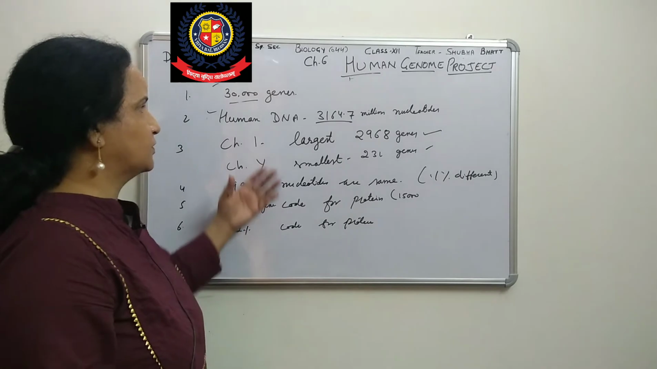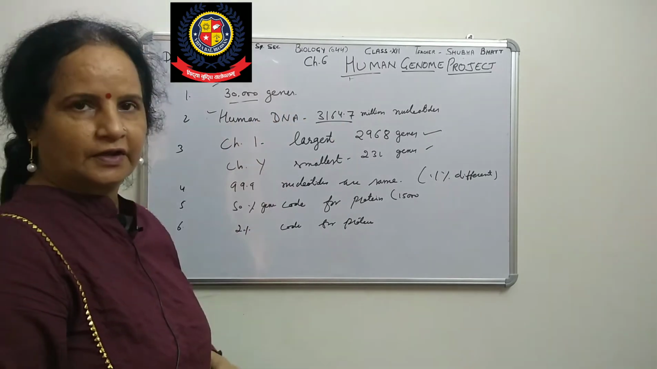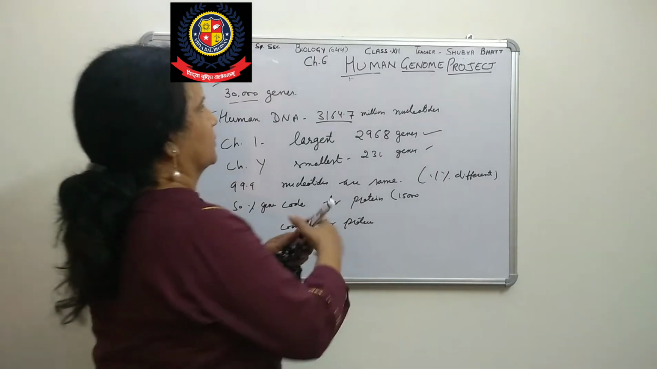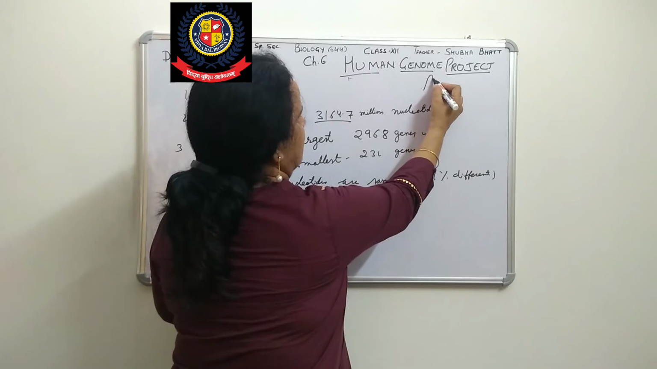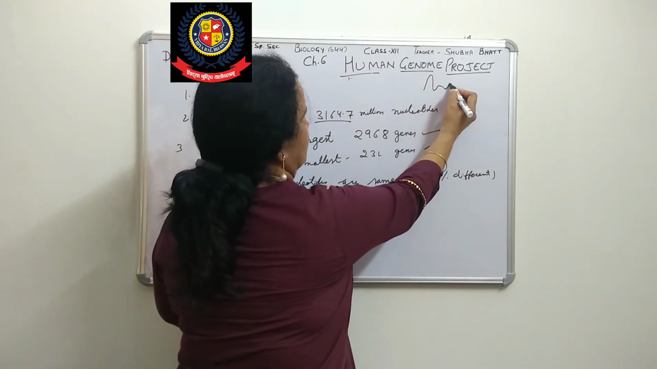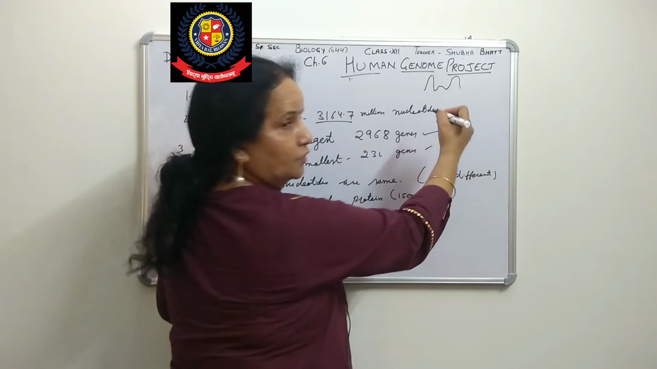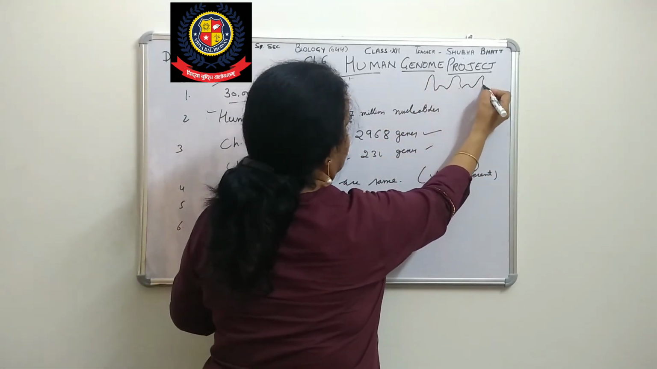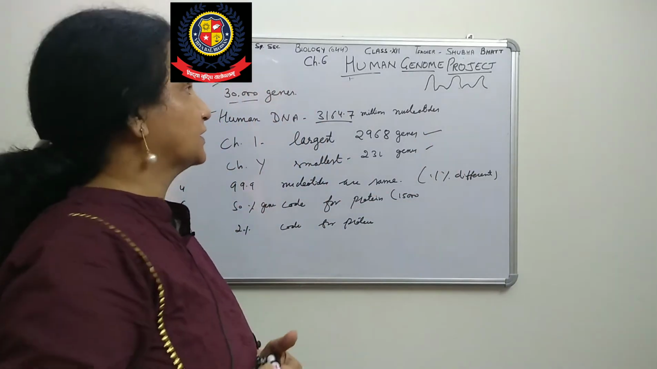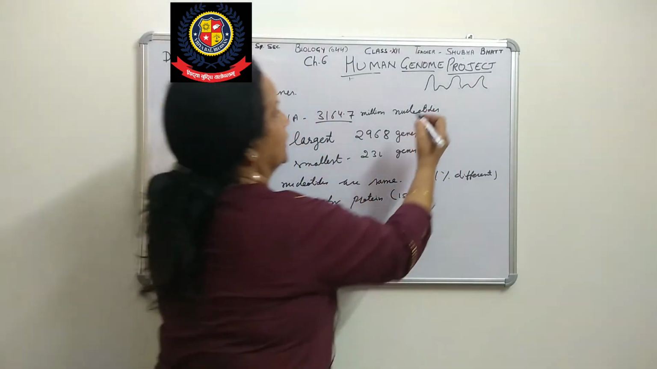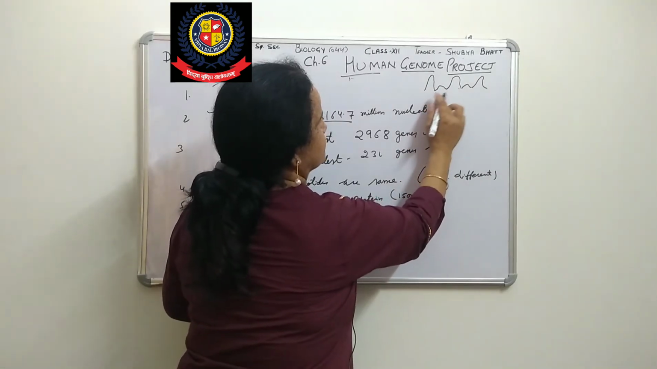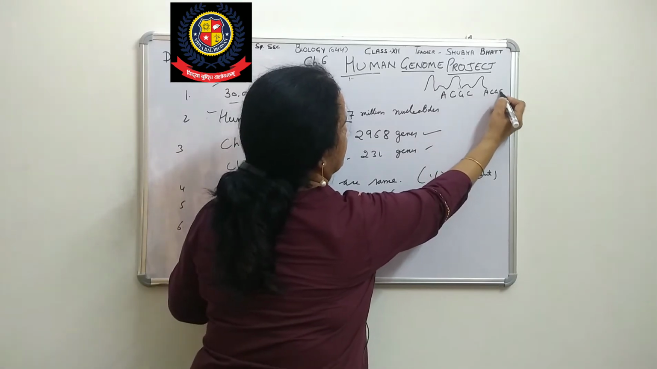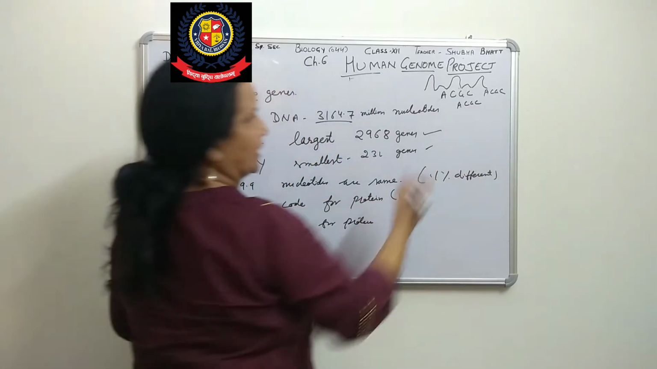Now the next one: repetitive sequences are stretches. Repetitive sequences means genes are there, and numbers of nucleotides are there, and some nucleotides occur in a large amount in one place and a small amount in another. These are also called satellites. We will use this again in fingerprinting. For example, A, C, G, C, and again A, C, G, C, and again A, C, G, C. These are the repetitive sequences.